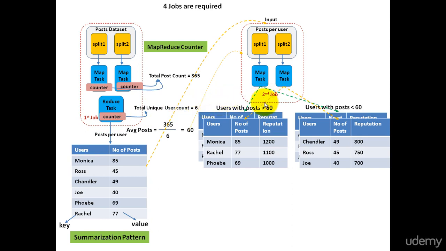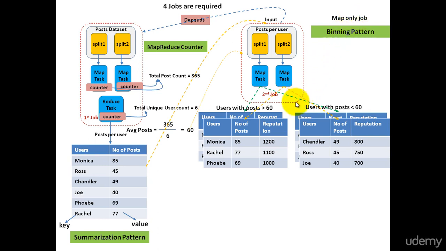In the second job, we have to bin the output of the first job into 2 bins, such that all the users whose number of posts is greater than 60 will go to one bin, and all the users whose number of posts is less than 60 will go to another bin. So the output of the first job is the input to the second job. Hence the second job depends on the first job. We are using the binning pattern here to group the output of the first job into 2 bins. Hence it is a map only job.